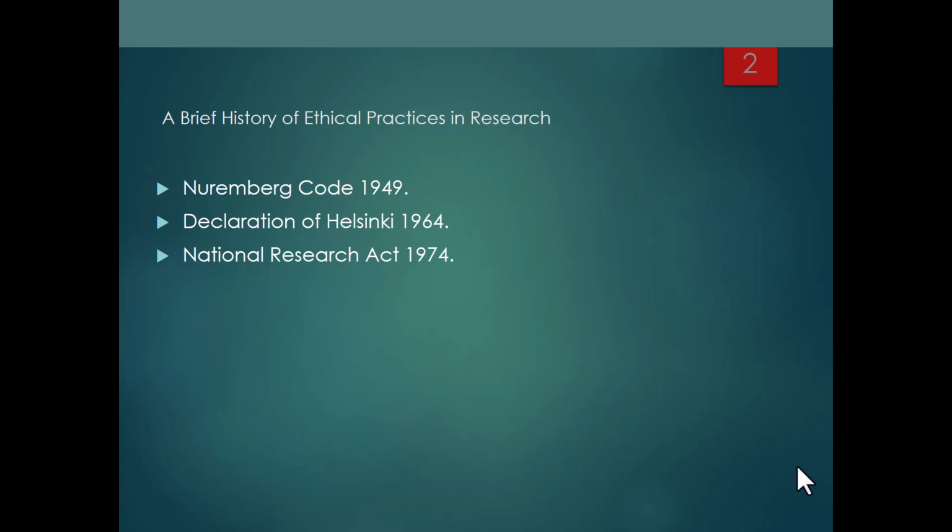The National Research Act was passed by the U.S. Congress in 1974. It established the National Commission for the Protection of Human Subjects of Biomedical and Behavioral Research. It was developed as a result of public outrage over the Tuskegee experiment, where doctors diagnosed many African American males with syphilis. But instead of treating the disease, they merely documented the progression of the disease.